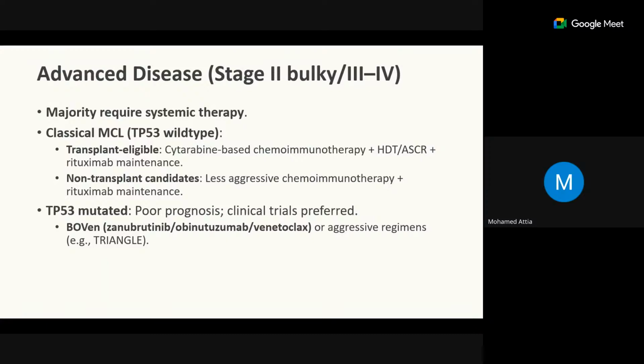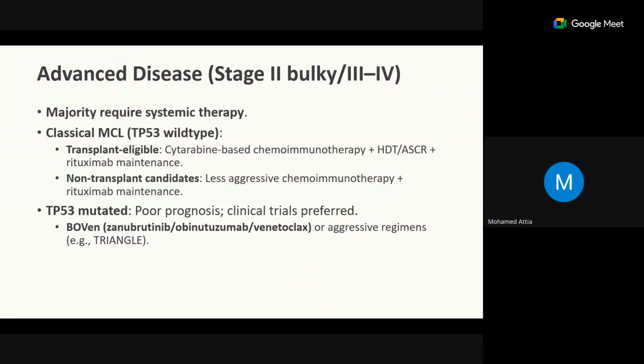In the advanced stage, the majority require heavy chemotherapy, not easy chemotherapy, not intermediate or less aggressive chemotherapy. You must need very aggressive chemotherapy. And here you think that the patient is TP53 wild type. This patient, you will think of transplant eligibility, because you can have some element of cure or very long complete remission. If he has TP53 mutated, it is better to go into clinical trials if your country supports clinical trials, because this patient, even with transplantation, will not respond.